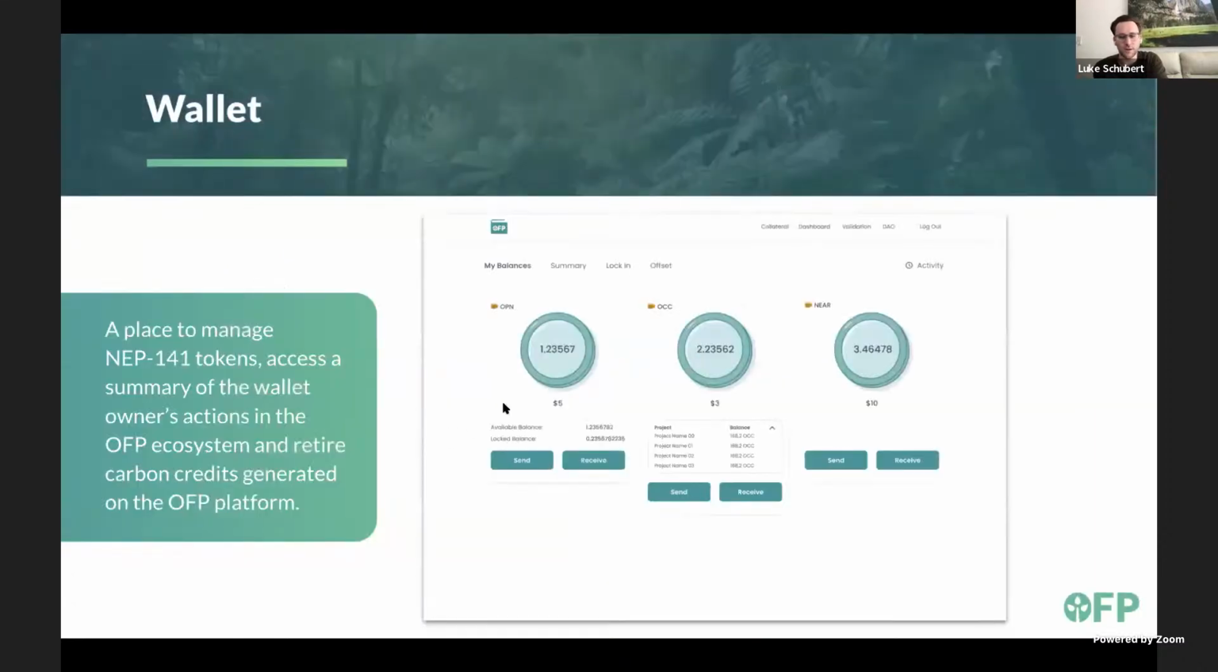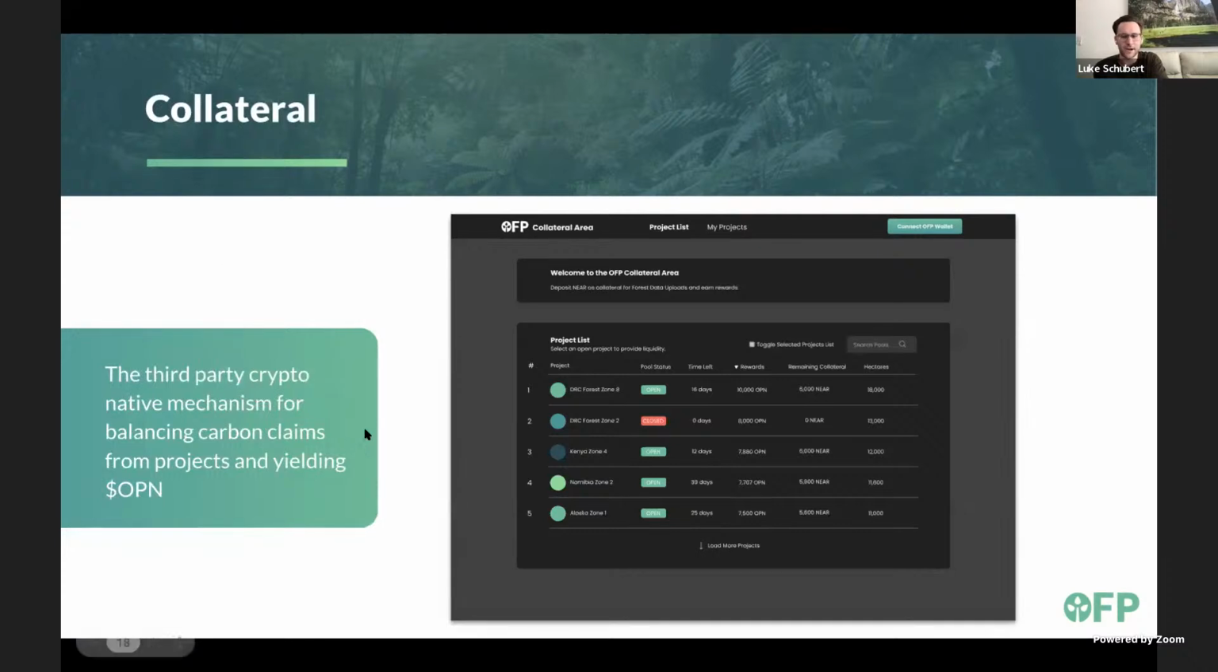We're also working on a native wallet, to be able to balance and perform features like offsetting and collecting all of the NEAR-based cryptocurrency assets. Collateral Area is a cool little DeFi product that we're building right now that is helping to balance any carbon claims that might come onto the protocol.